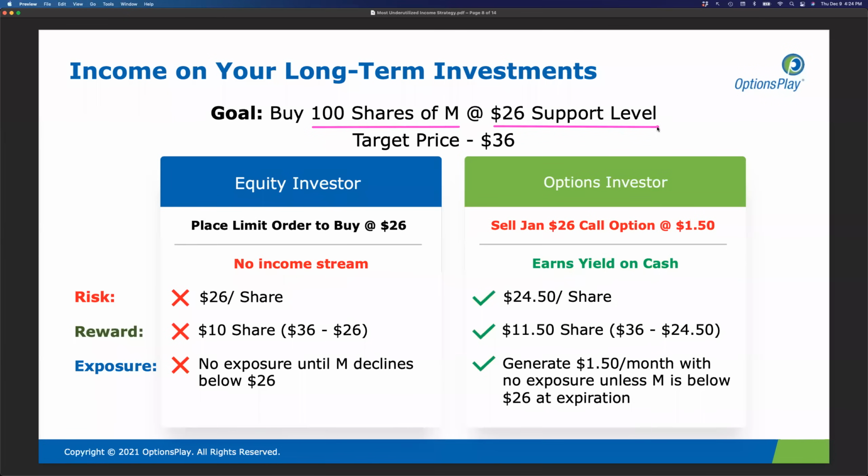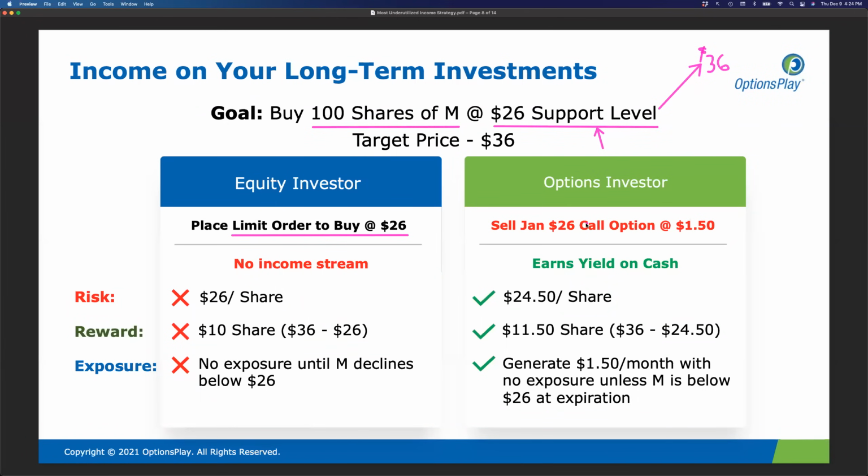You think it's going to revisit that $36 level, right? So it pulled back to 26, and you think it's going to rally back to that $36 level. So as an equity investor, what do you do? And this is the part that everyone here on this call is probably familiar with, which is placing a limit order to buy the stock at the price that you want to purchase the stock at, which is $26. You place a limit order and you buy the stock if it hits that level.